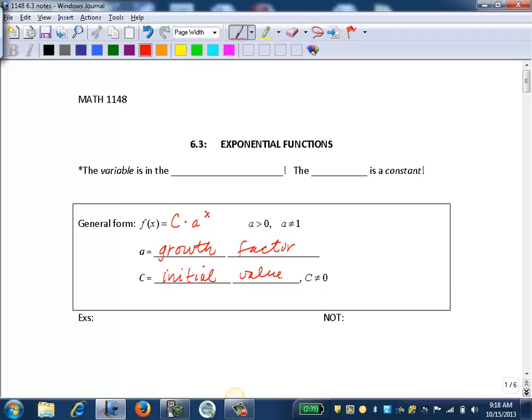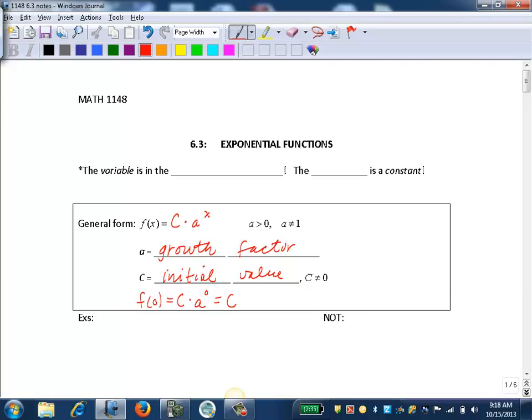And that's because if I substitute a 0 in for x, if I find f of 0, I have c times a to the 0 power. Well, anything to the 0 power is 1, so this is just going to give us c. So that's why we say that c is the initial value of the function when that x value is 0.